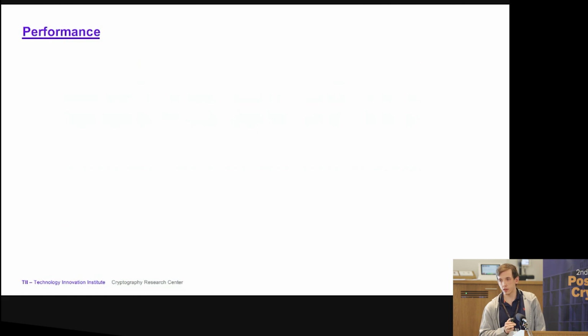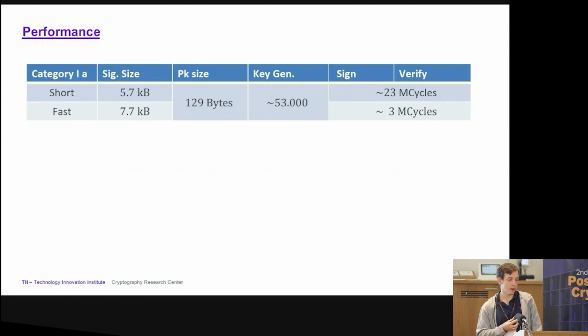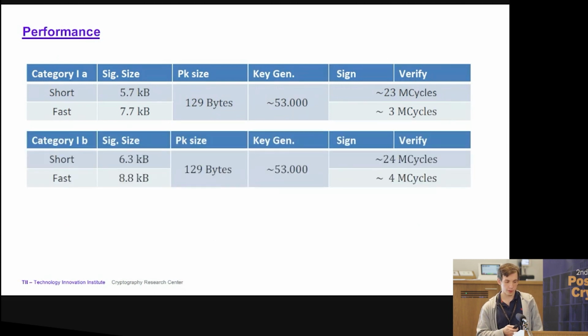Last but not least, let us look into the performance of these parameter sets. As is quite usual for the MPC in the head schemes, we have short and fast variants. Short for shorter signatures, but with slightly slower signing and verification, and faster but bigger signatures. And here we have the same for the B set. We obtain slightly larger signatures, but in terms of signing and verification, roughly the same performance. Only on the fast set is there a more reasonable difference.